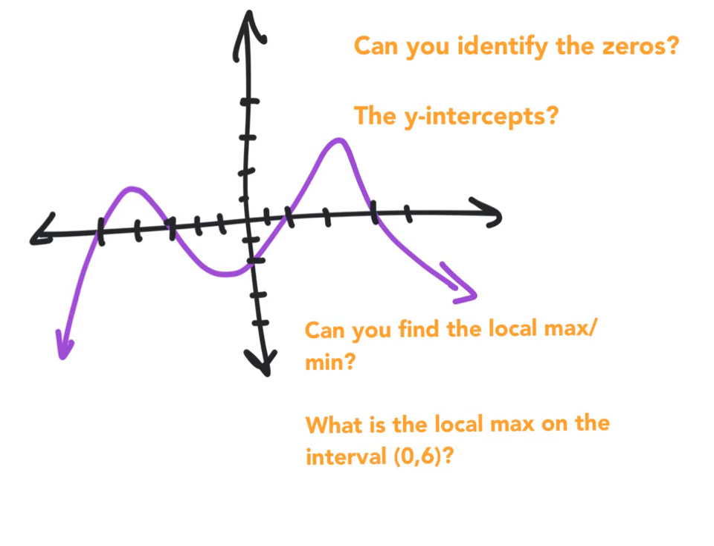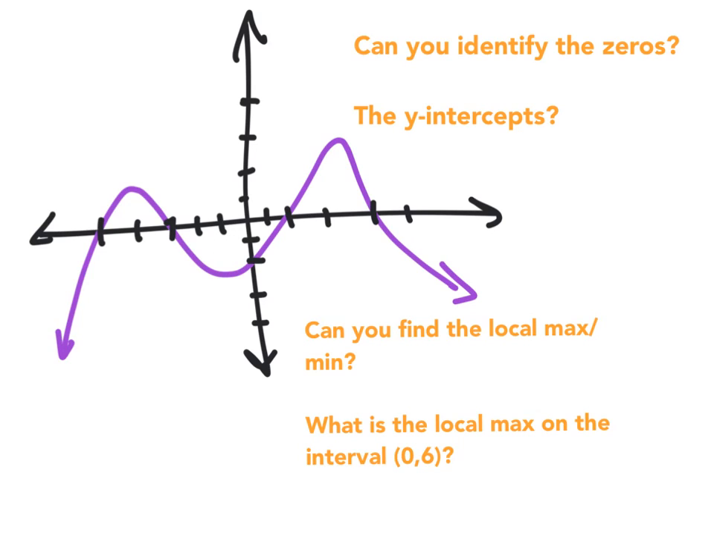Okay, hopefully you identified the zeros as (-5, 0), (-3, 0), (2, 0), and (4, 0). The y-intercept would be here at (0, -2). The local max would be here at (-4, 2), let's say 2, and (3, 3). The local min would be here at probably (-1, -2).